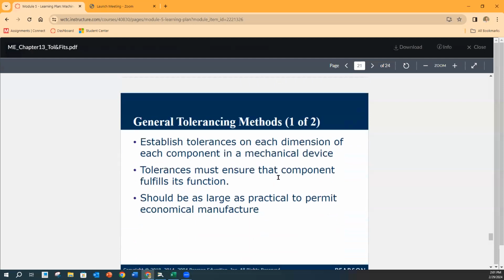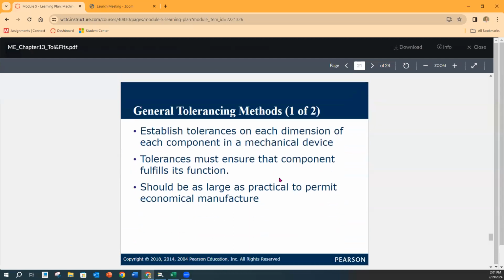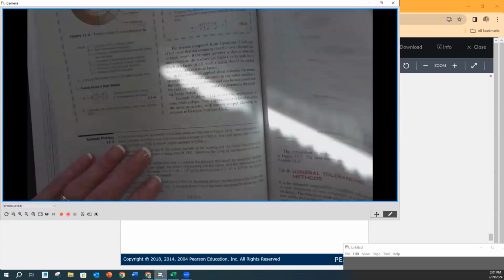We looked at this and the very last section, which is kind of a little section here. It's pretty basic. I'm going to go back underneath here. There's a section on general tolerancing methods, okay?